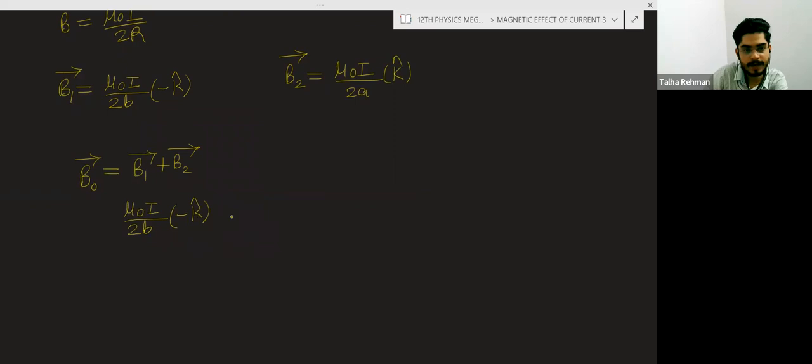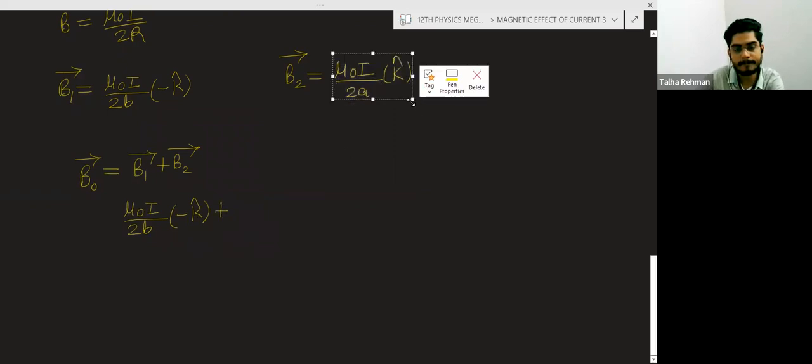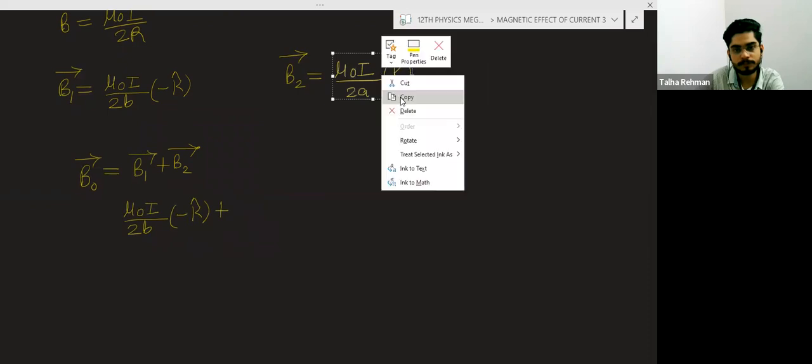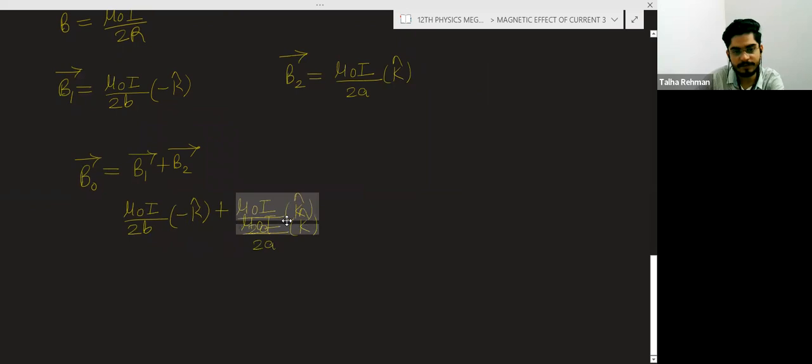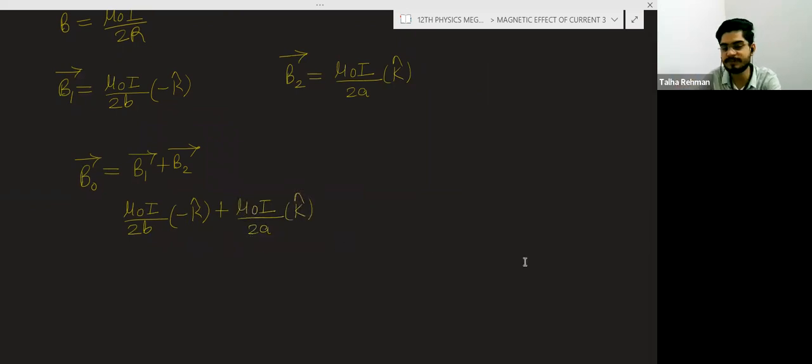Okay. And plus, this is the value of V2. Very simple questions these are. When you got the direction, when you got the magnitude, then everything will be easy. So this is the total magnetic field. Now you have to take common from both the terms.